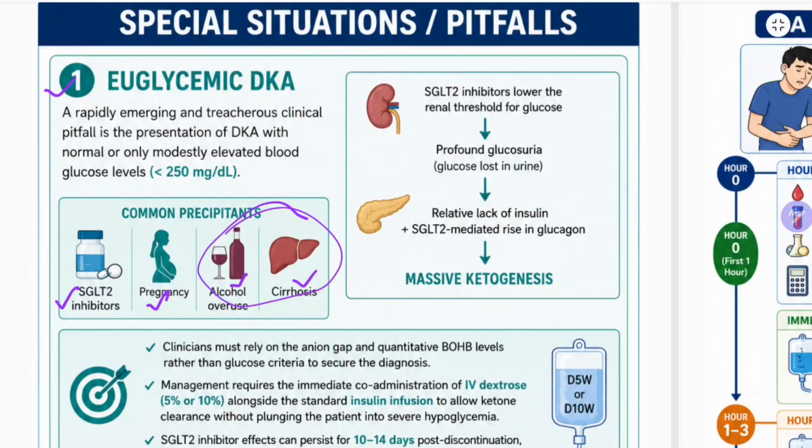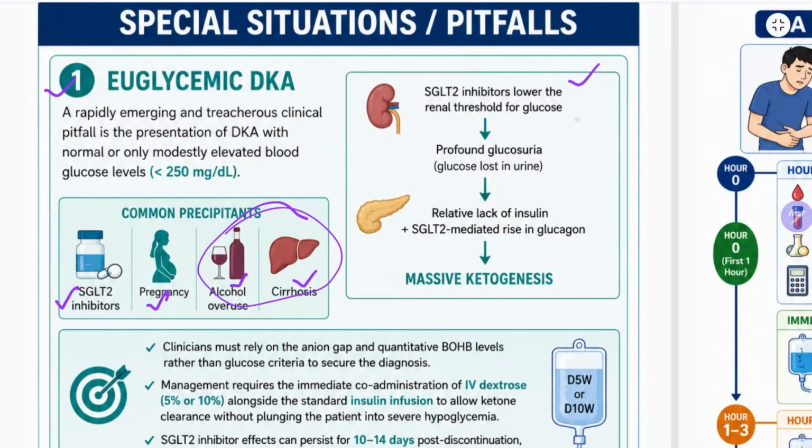So we should have more suspicion of DKA in these types of patients: in pregnancy, and in those using SGLT2 inhibitors. Nowadays SGLT2 inhibitors are used very widely. So even if the glucose level is more than 200, we should suspect DKA and measure the urinary or serum ketone levels. Okay, pregnancy is also a high risk, and alcohol overuse and cirrhosis patients also.